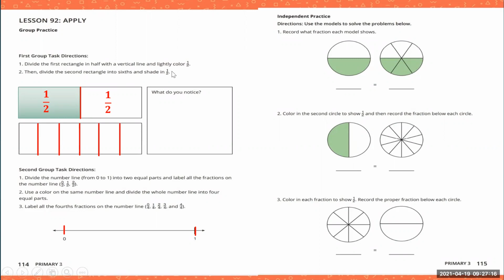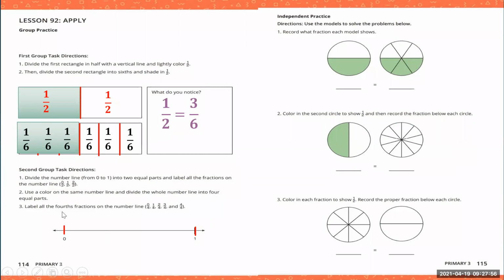But I want to color half. Half of 6 equal parts is 3. So I will color 3. What do you notice now? Half equals what? 3 over 6. The half equals 3 parts out of 6. If I give you 6 equal parts and I want the half, you will color 3 parts.